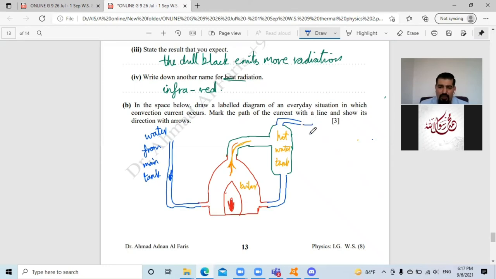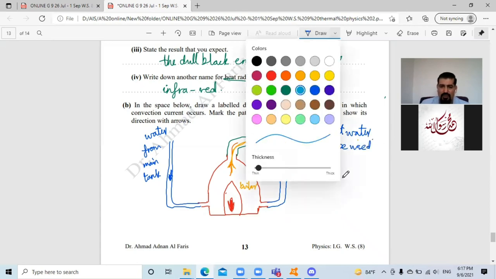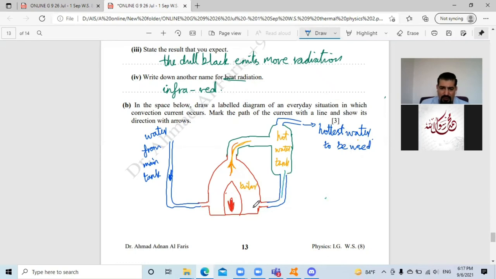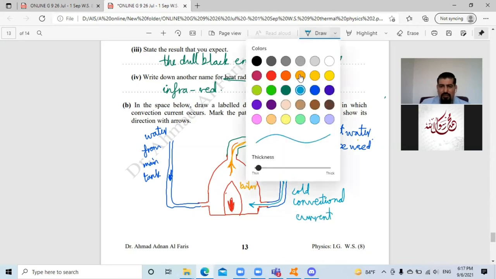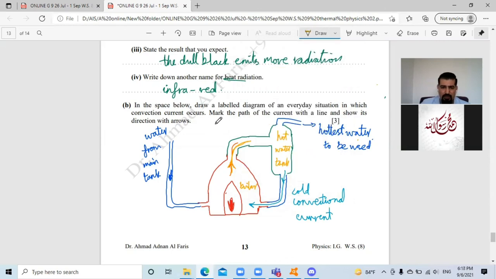So this hottest water is to be used. And the cold water, the convection current, goes down like this. That's the direction of it. So this is the cold convectional current, and this here is the hot convectional current. Good. That's another example about convectional current that we can talk about.